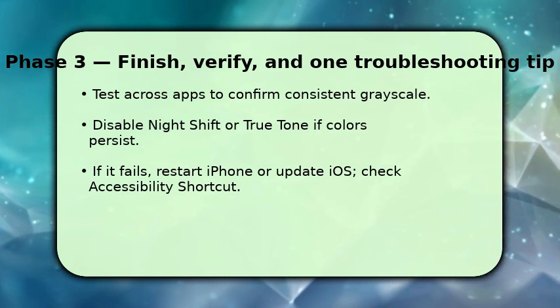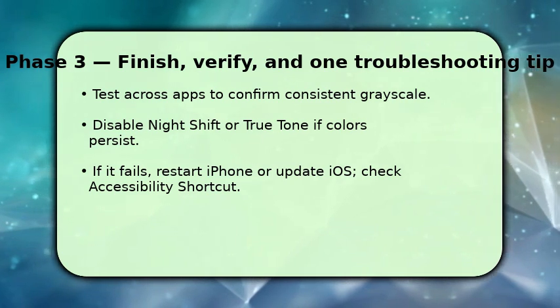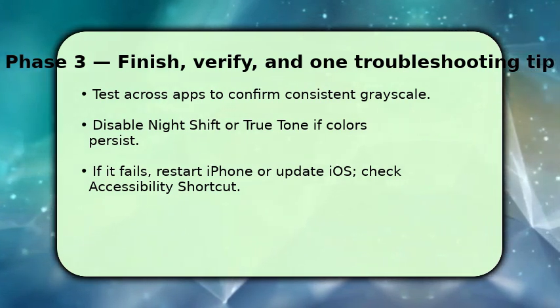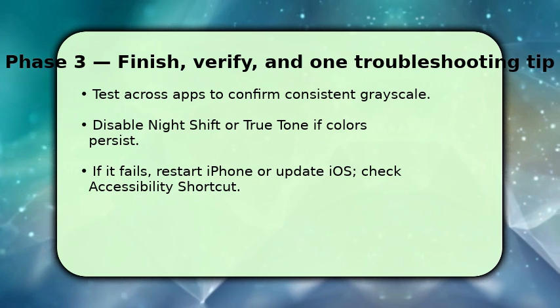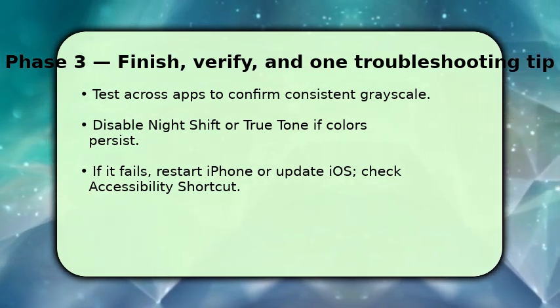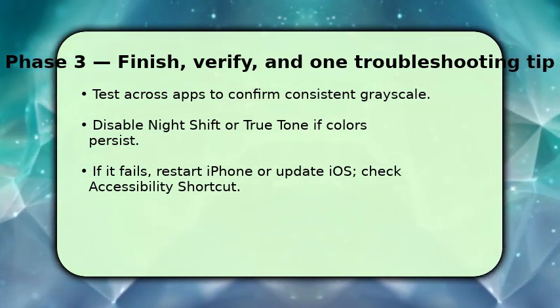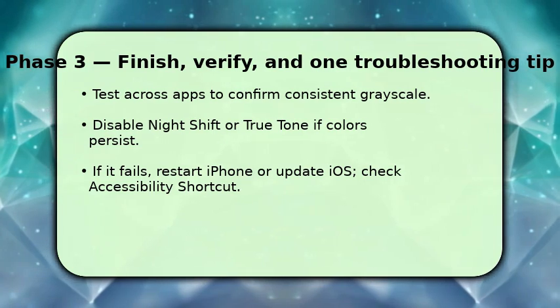If Grayscale doesn't appear, restart the iPhone, check for an iOS update, and verify the accessibility shortcut is set to color filters. As a key troubleshooting tip, if profiles or screen time rules exist, remove or adjust them. They can block accessibility changes, so update or restart and try again.